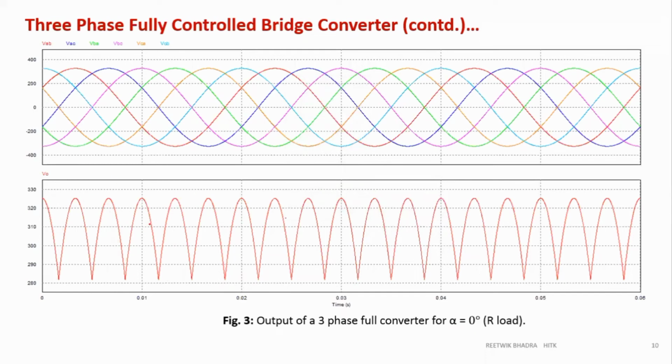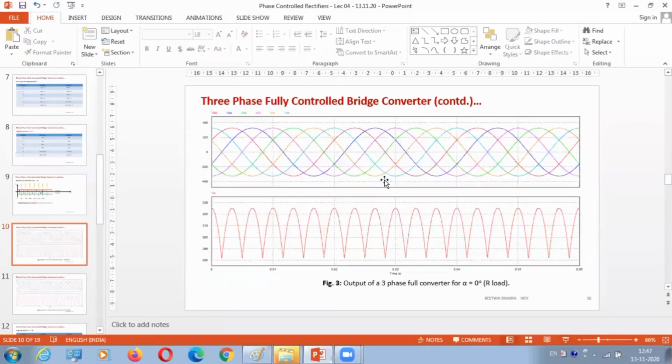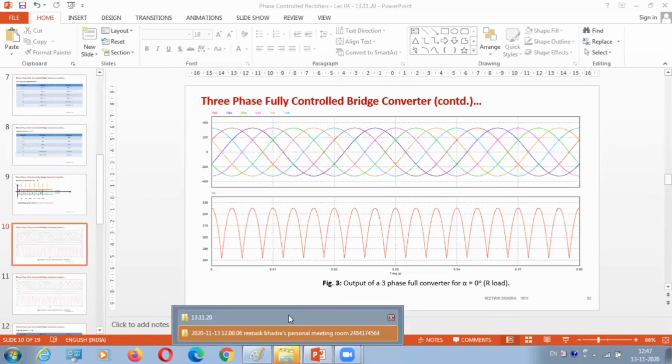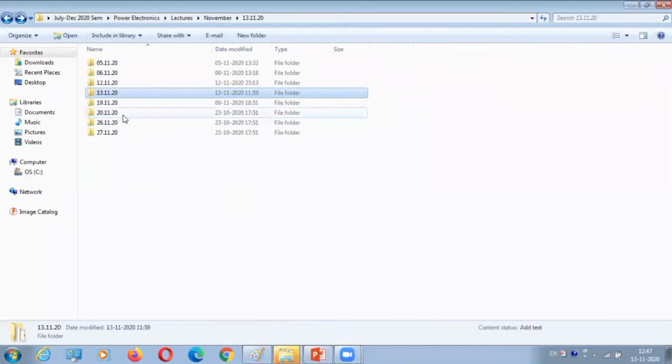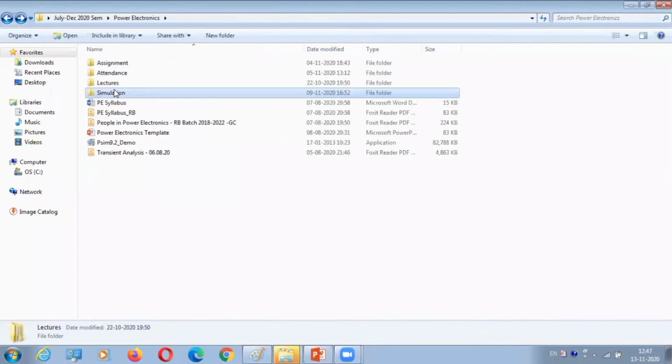If you take a 3-phase fully controlled rectifier with alpha equal to 0 degree for an R load, resistive, I'll just show you the circuit over here. I'll just open the simulation.